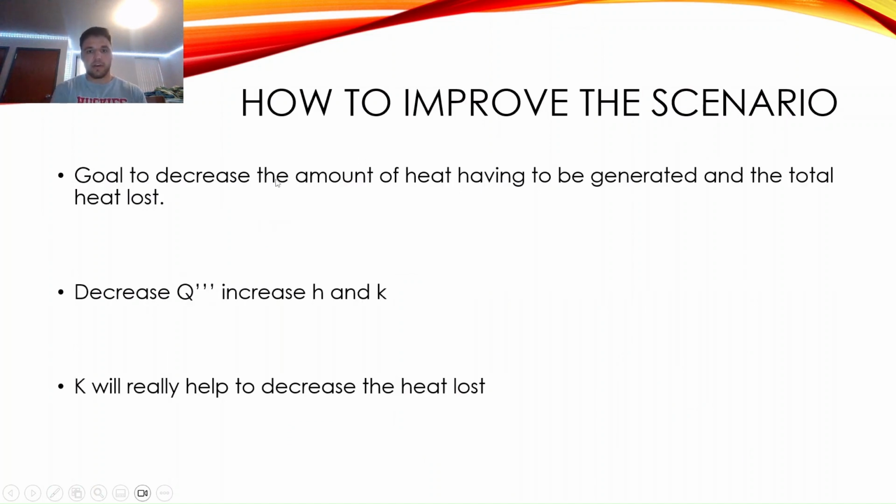So going back over how to improve the scenario, I'm going to be decreasing the amount of heat having to be generated and the total heat lost. I'm going to decrease the Q triple prime and increase the H and the K. K will really help to decrease the heat loss because it's going to be shrinking down the slope. There's going to be less heat loss, and we're not going to have to regenerate heat to as high of a spot as it was before.